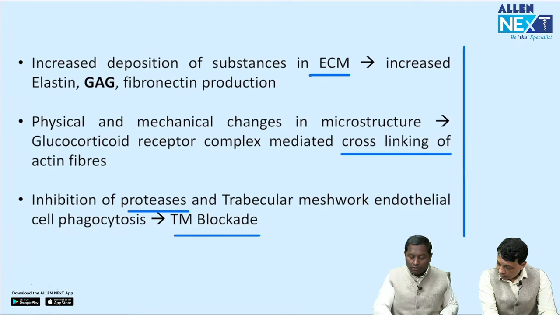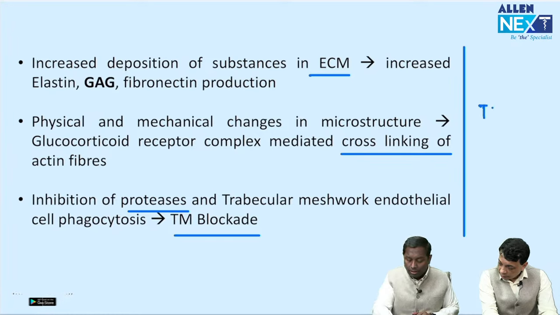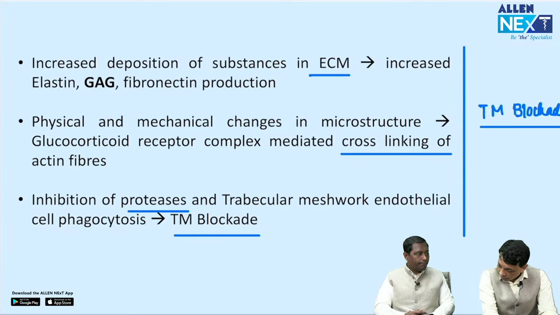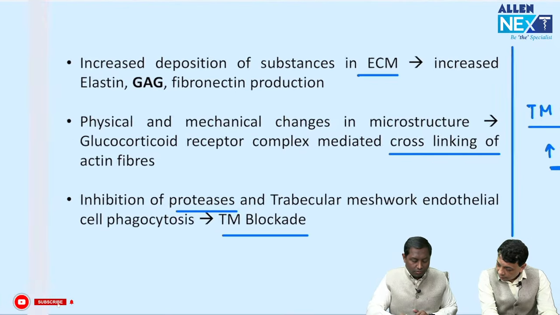Ultimately, all these mechanisms of action, either edema of glycosaminoglycan, excessive cross-linking of actin fibers, or excessive inhibition of proteases and trabecular meshwork endothelial cell phagocytosis, lead to trabecular meshwork blockade, and that can end up causing glaucoma, right? So this will be one reason for increasing the intraocular pressure. So this will be the correct answer.